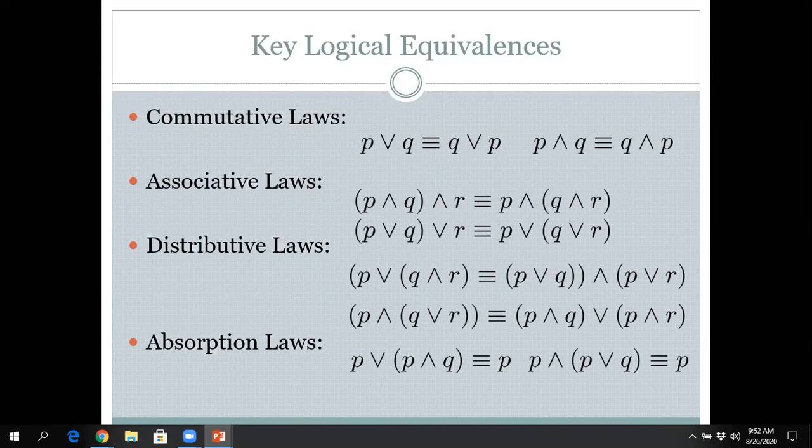Yeah? What about P and (P or Q)? Well, if P is true, the or is true, and therefore the and is true. So it's the same as P. What if P is false? We're done. One of the things in the and is false, and therefore the whole thing is false. Does that make sense? Okay.